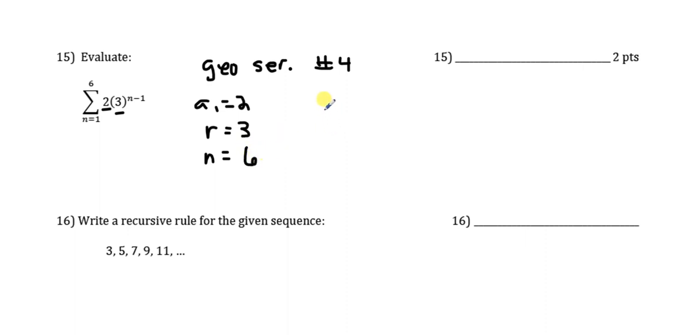So formula number 4, we have the sum here of our first 6 terms is A1, which is 2, times 1 minus R, which is 3 to the 6th power, all over 1 minus 3. And once again, be careful to do this on the calculator. I worked this out and I got 720 when I did it.